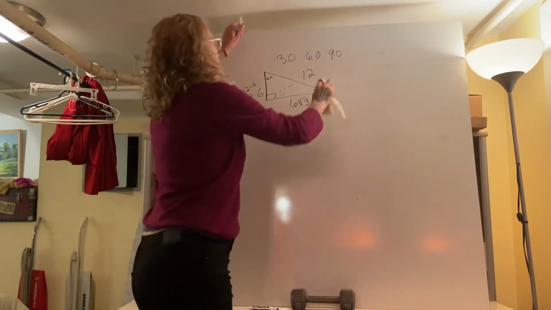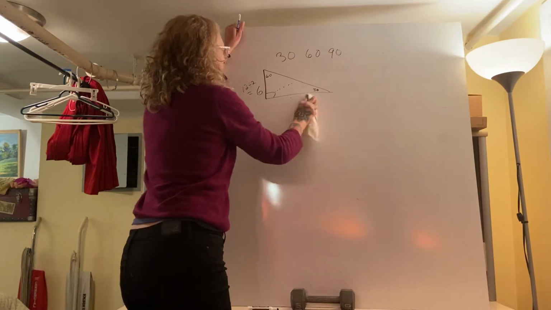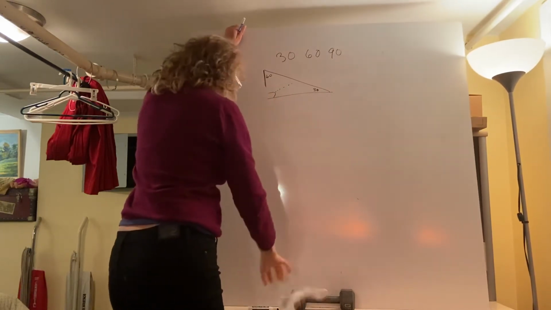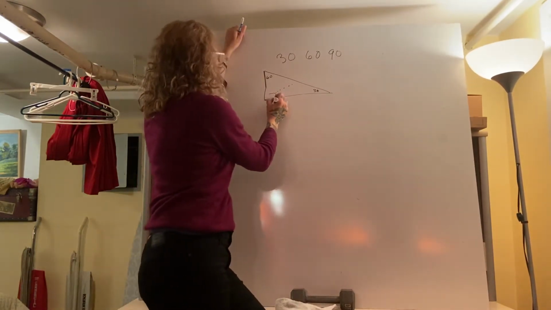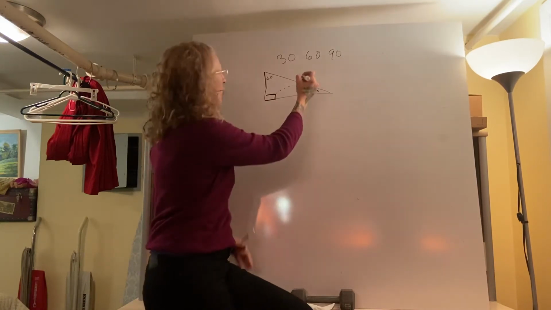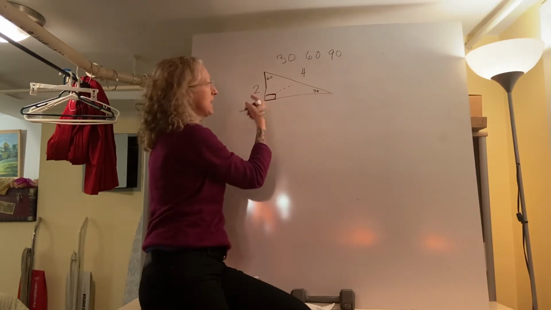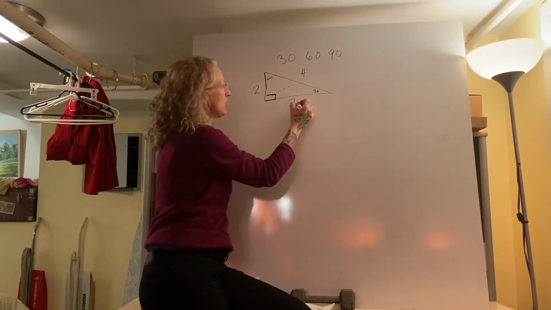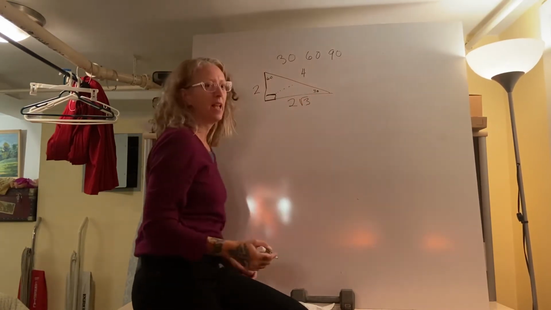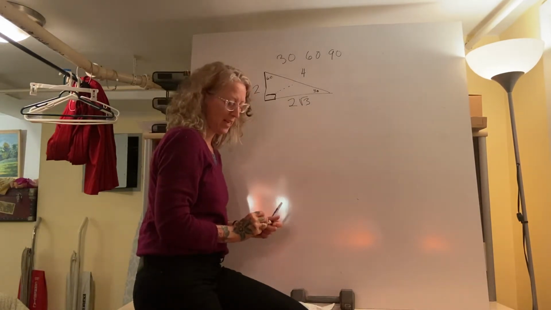Again, if I'm given C, and let's say C is 4, okay? Half of 4 is 2, so A is going to be 2. B is going to be 2 times the square root of 3. That's the straightforward part, okay?